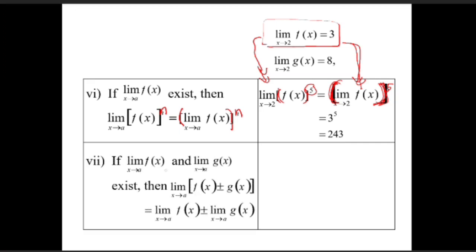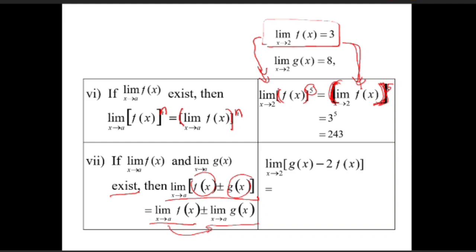Next property, if the limit of f(x) as x approaches a and the limit of g(x) as x approaches a exist, then when we have two functions added or subtracted together, we can separate it into two limits. For example, the limit of g(x) minus 2f(x), but the only information that we have is the limit of f(x) and also g(x). Make sure you separate them so that they're in the same form.